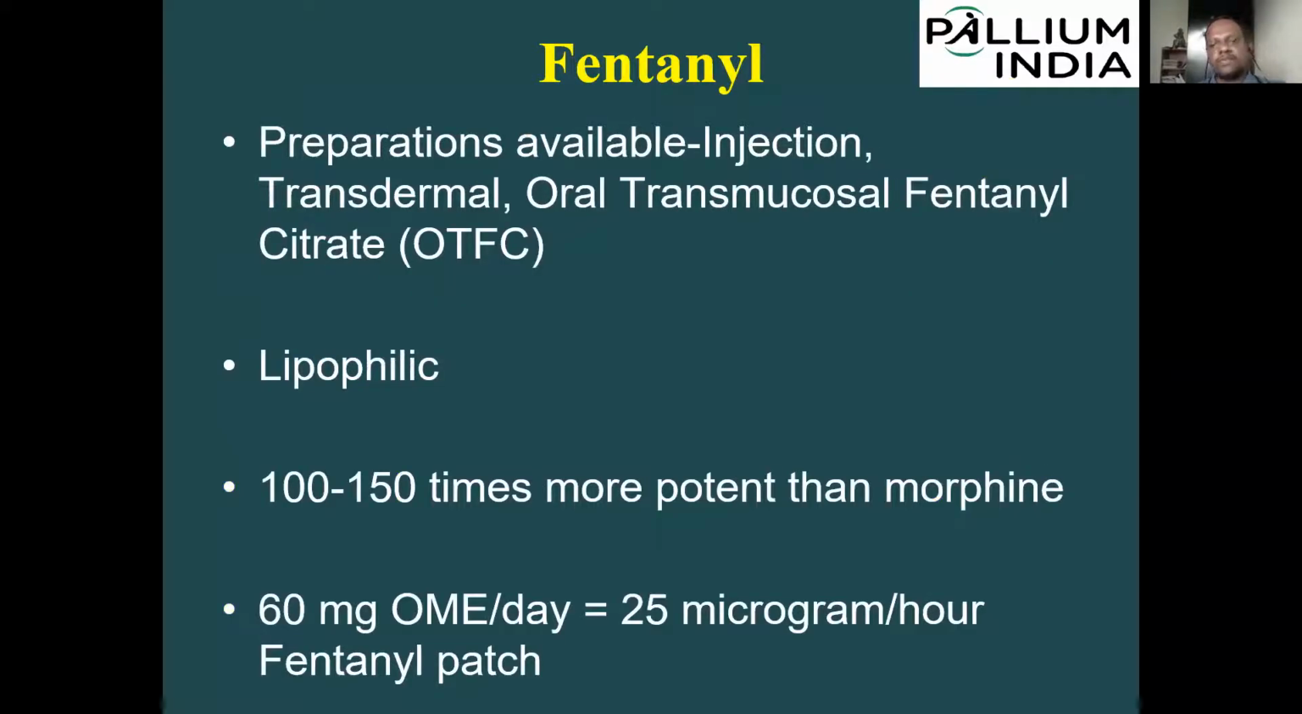Three types of preparations are available: injection, transdermal fentanyl patch, and oral transmucosal fentanyl citrate, which is like a lollipop. Fentanyl is 100 to 150 times more potent than morphine, and for practical purposes, we take it as 100 times more potent. So 60 milligram of oral morphine equivalent per day will be equivalent to a 25 microgram per hour fentanyl patch. Okay, so 60 milligram in 24 hours of morphine is equal to a 25 microgram fentanyl patch. This is how you can calculate. If it is 120 milligram of oral morphine, it will be equivalent to a 50 microgram fentanyl patch.